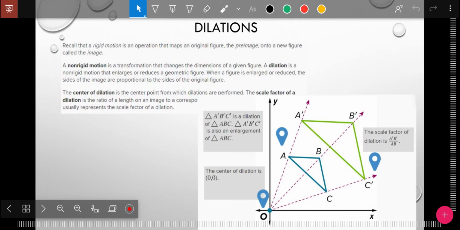Like we had translations, which meant to slide. And then we had rotations, which meant to turn. And we had reflections, which meant to flip. Those are all types of isometries, so the size didn't change.